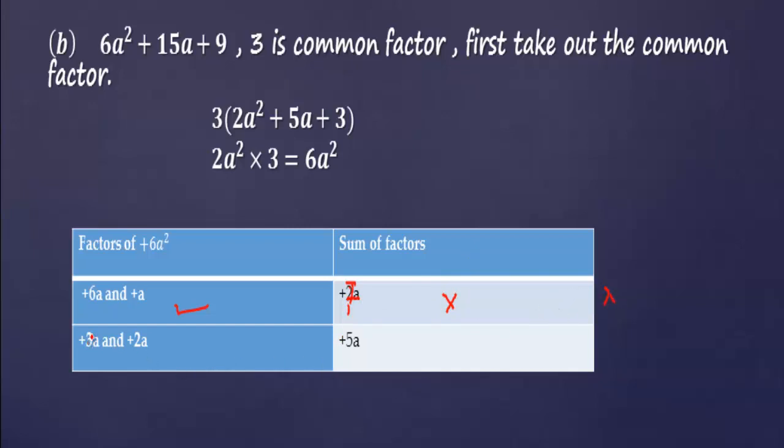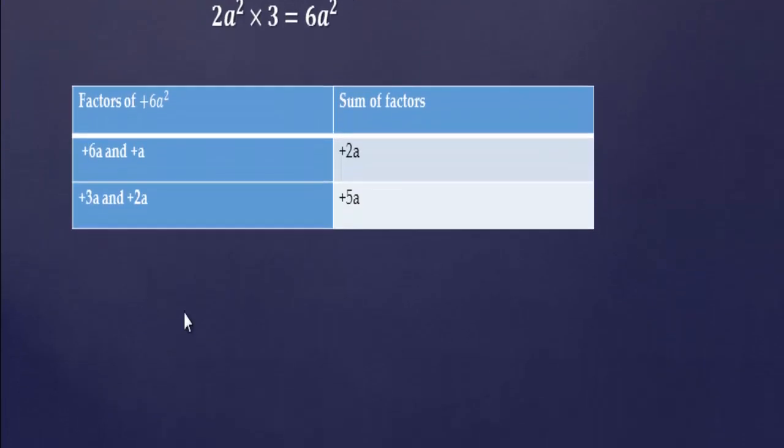Now you can still say 3 times 2, which is 6. Are you getting it now? Which is plus 3a times plus 2a, which is going to give you plus 6a squared, which is correct. And when you add them together it will give you plus 5a, which is correct. That means we are picking the factors plus 3a and plus 2a. Then we can press further from here.